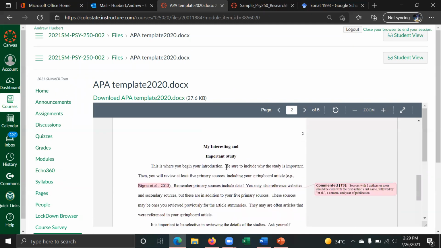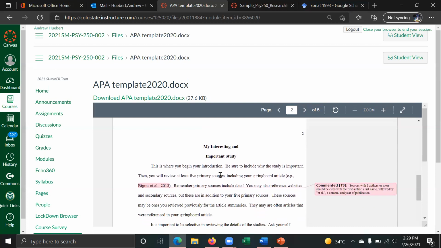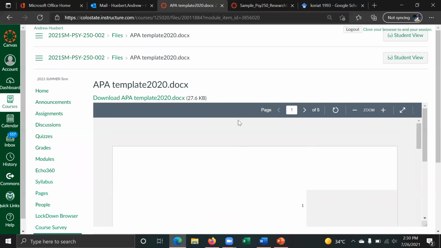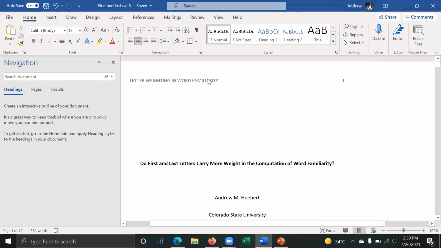Just a few other APA things while we're on the subject. At the top of your introduction, again, you should have page numbers. You're going to have the title of your experiment or of your study here, and it's going to again be in bold. Let's see what else. This is what I mean by a running head, which you should not have, but if you write a professional paper at some point, you want one of these. It's again just the shortened title of the paper.